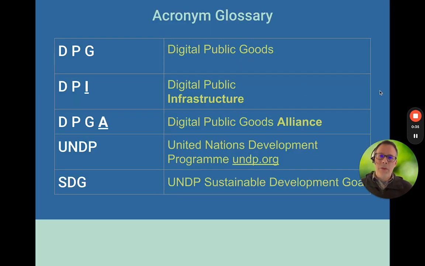And so let's start with definitions, because this talk might be acronym laden. As you might have guessed, a DPG is a digital public good. DPI is digital public infrastructure. The DPGA is the Digital Public Goods Alliance. UNDP is the United Nations Development Program, which was chartered in the 60s. The SDG is a UNDP Sustainable Development Goal, of which there are 17.